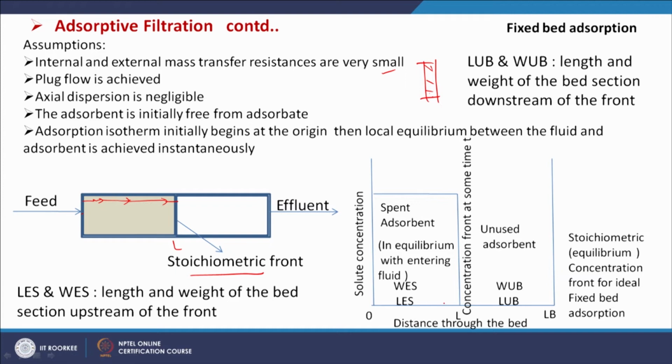So, we can represent it like this. Solute concentration at the very 0 stage with respect to this position: here the solute concentration is the feed concentration, the maximum, then this is L, after that the solute concentration is 0. So, in this water there is no solute. This part is our LUB and the material present in it is WUB. LUB and WUB are the length and weight of the bed section downstream of the stoichiometric front, and LES and WS are the length and weight of the bed section upstream of the front. So, this is our stoichiometric front.